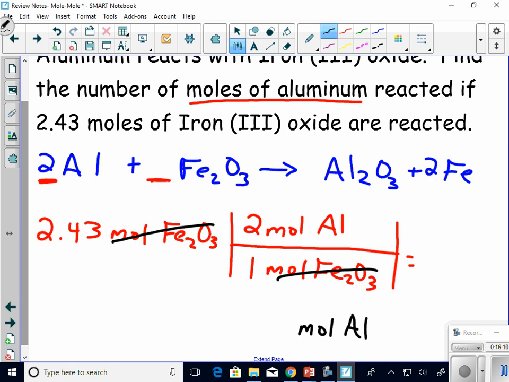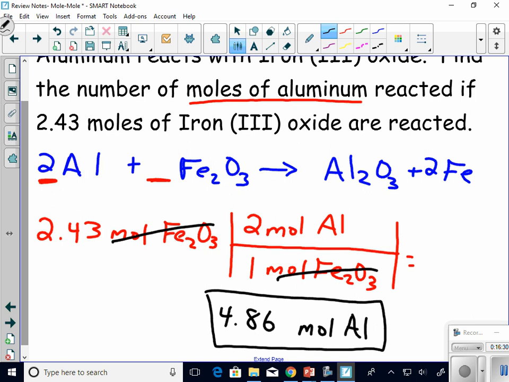So I go through, and what I'm doing is I'm taking 2.43, and I'm multiplying that number by 2, and I'm coming up with a value of 3 sig figs, 4.86 mole of aluminum.